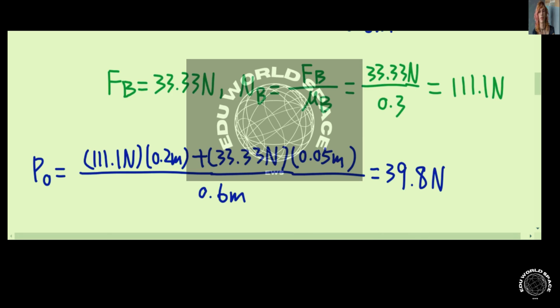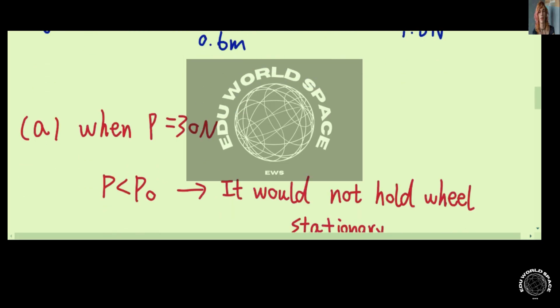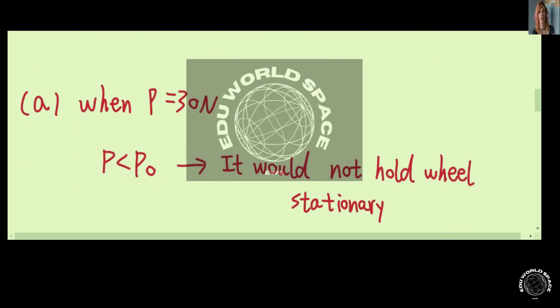So now let's take a look at the first case. When P is equal to 30 Newton, as you can tell, 30 Newton is smaller than 39.8 Newton. Therefore, it will not hold the wheel stationary.